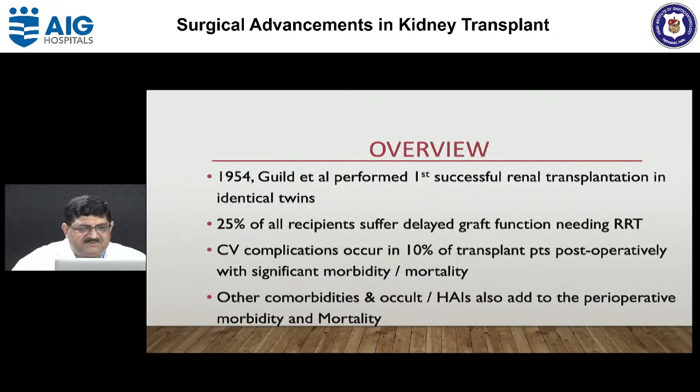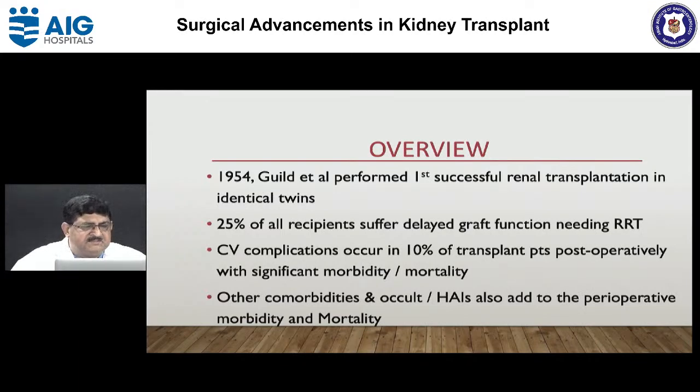Well, you are experts and I'm a lone anesthesiologist in your field, but in 1954 Guild and Murray et al. started this, doing the first successful renal transplant in twins. Unfortunately, 25% of all recipients suffered delayed graft function needing RRT. But with advances in anesthesia, advances in immunosuppressive therapy and refined surgical techniques, delayed graft function and RRT are now very, very less.